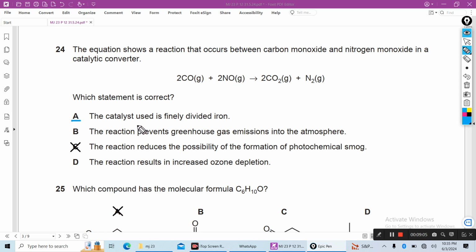A is wrong. The catalyst is used in finely divided iron. This is wrong. The reaction prevents greenhouse gas emission into atmosphere. No. The reaction results in increased ozone depletion. No. Not increase, decrease. Because NO decreases, so depletion of the ozone layer decreases, not increases.